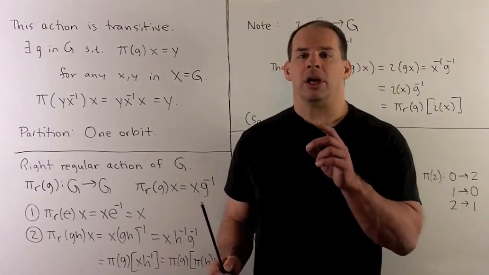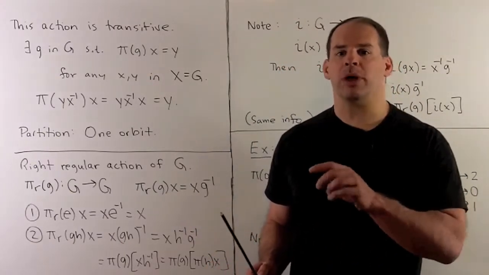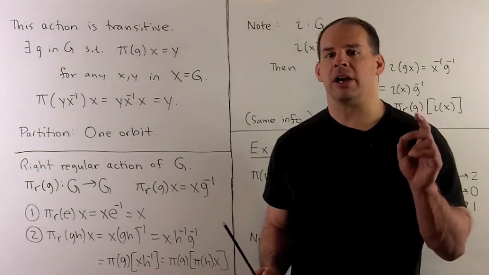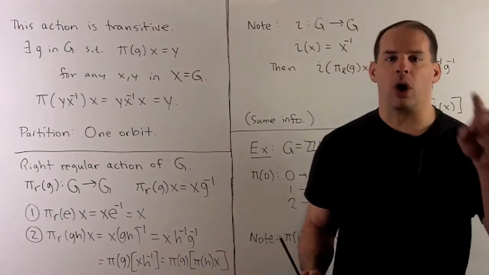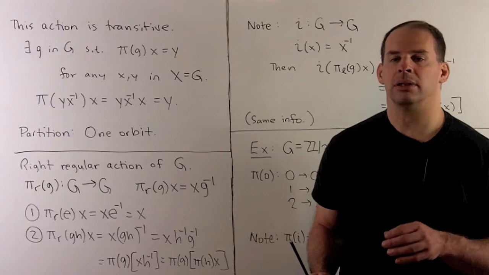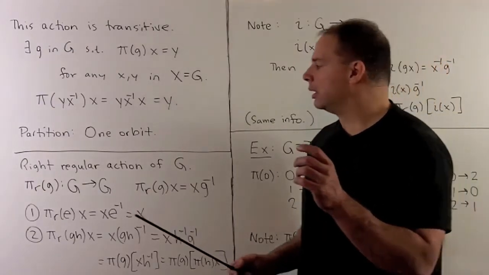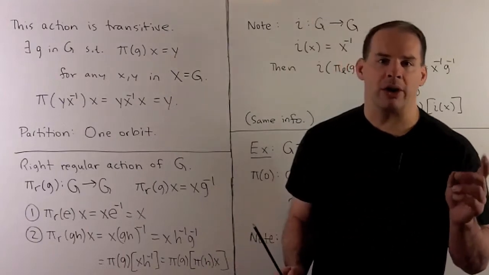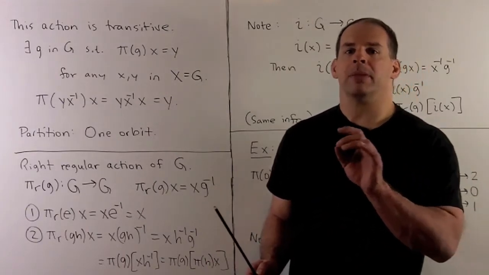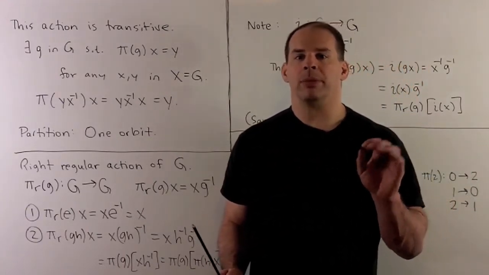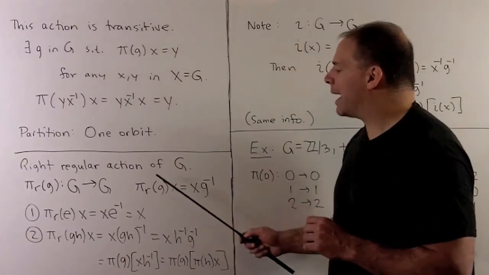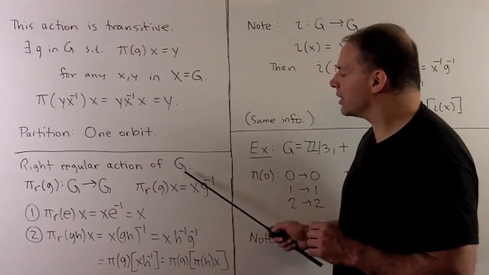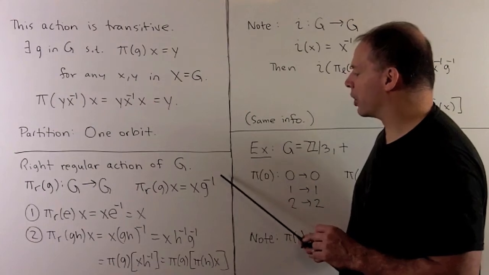Now, in terms of the partition that comes with the group action, this isn't very interesting. We have only one orbit. In addition to the left regular action, we have the right regular action. So here, everything's going to go through as before. The only difference, pi of g on x is going to be equal to x g inverse.